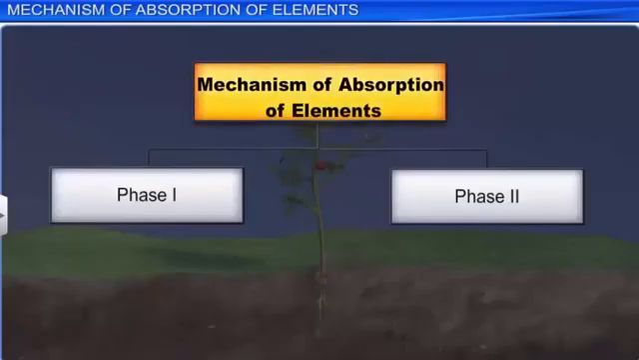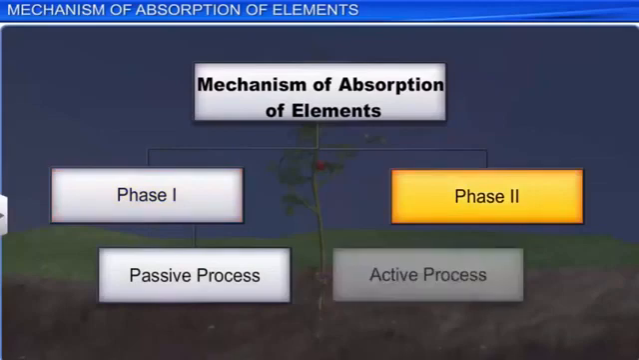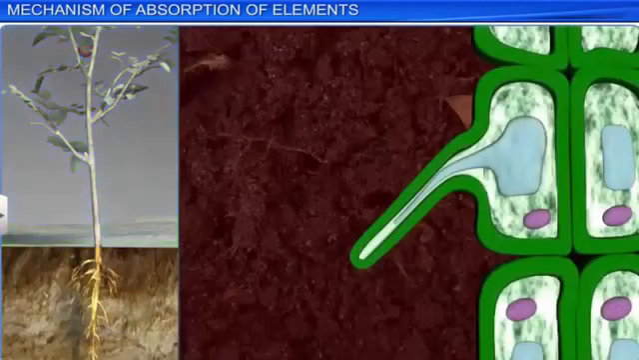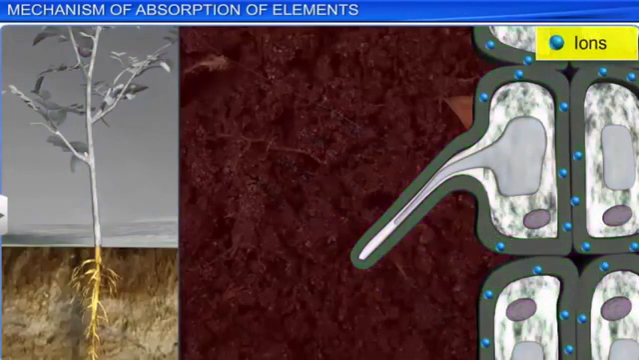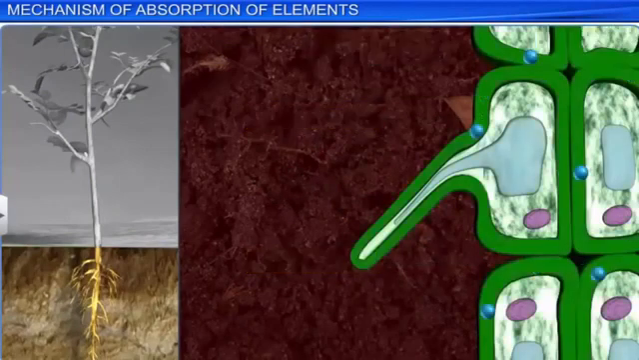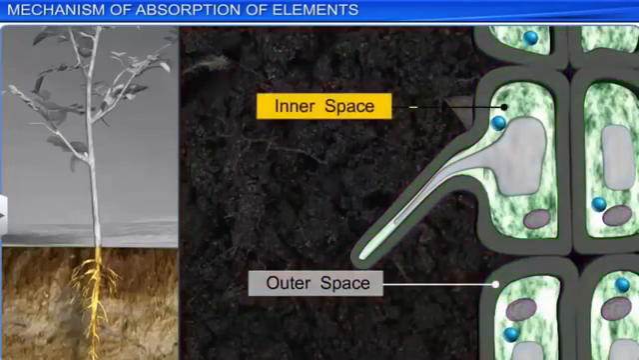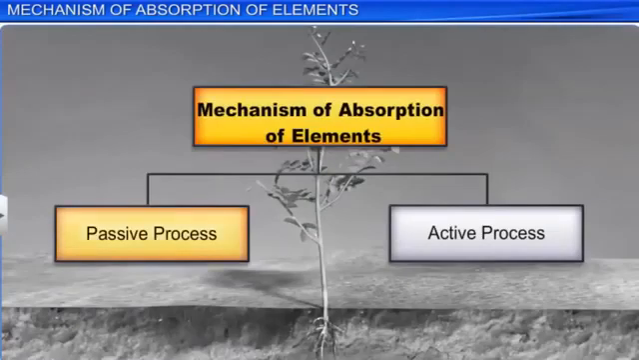Studies on the mechanism of absorption of elements in plants have revealed two main phases of absorption. The first phase is a passive process, and the second phase is an active process. The first phase involves a rapid uptake of ions from the soil or atmosphere to the outer or free space of cells, called the apoplast. The second phase is the slow movement of the ions from the outer space to the inner space of cells, the symplast. Let us learn about the passive and active transport of elements in detail.